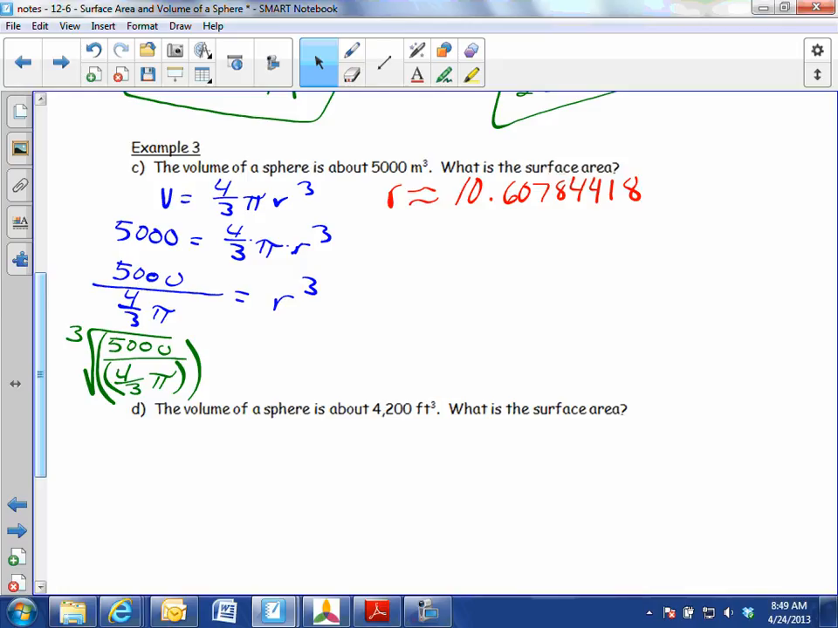Okay, anybody else have trouble with typing it in? Okay, we need to finish this problem real quick here. So, we found the radius of the sphere. They want to know what the surface area is. What are we going to do now?